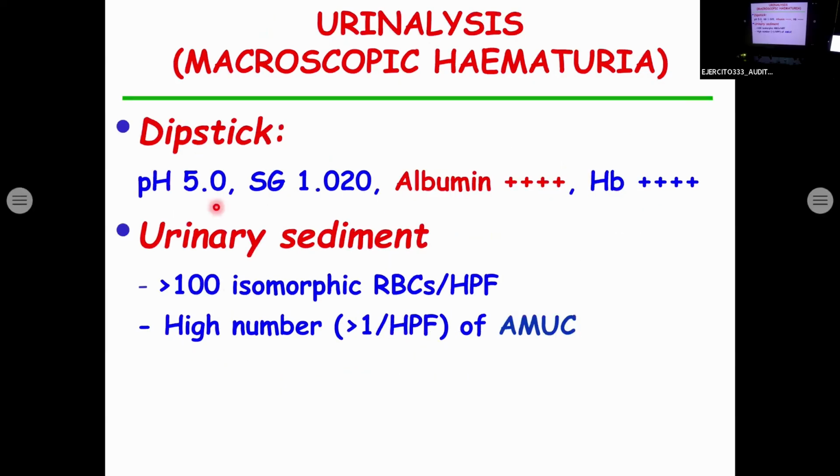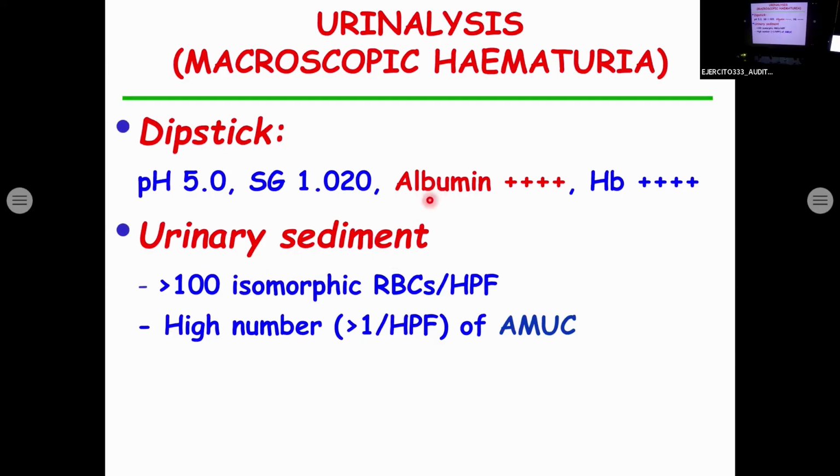Dipstick: pH 5, specific gravity 120, albumin 4+, hemoglobin 4+. Urinary sediment: more than 100 isomorphic red blood cells per high power field, and a high number, more than 1 per high power field, of AMUC, atypical malignant cells. We have a macroscopic hematuria with 4+ albumin in a patient who has a urological disorder.